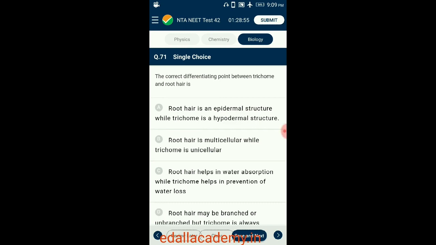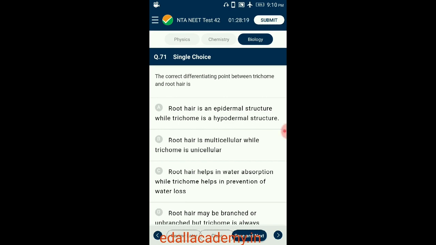Question number 71. The correct differentiation point between trichome and root hair is: root hairs are unicellular unbranched elongations of the epidermal cells and help absorb water and minerals from the soil. The epidermal hairs on the stem are called trichomes. The trichomes are usually multicellular. They may be branched or unbranched and soft or stiff. They may even be secretory. The trichomes help in preventing water loss due to transpiration.